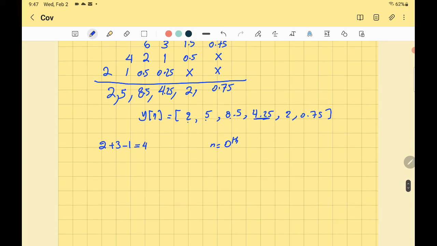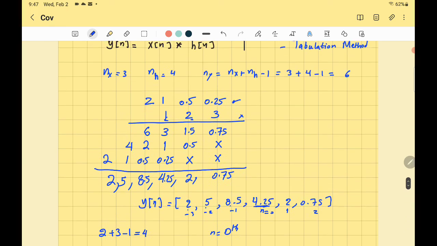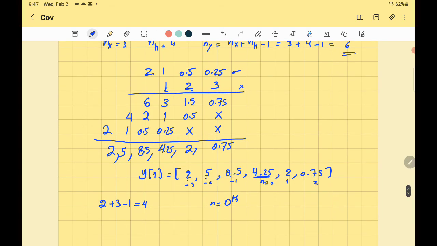And you can sketch it if you like. That's when n equals 0. That's when n equals -1, -2, -3. And that's when n equals 1, 2. How many elements do you have? 1, 2, 3, 4, 5, 6. 6 elements, as we expected from the beginning. I hope it was easy.